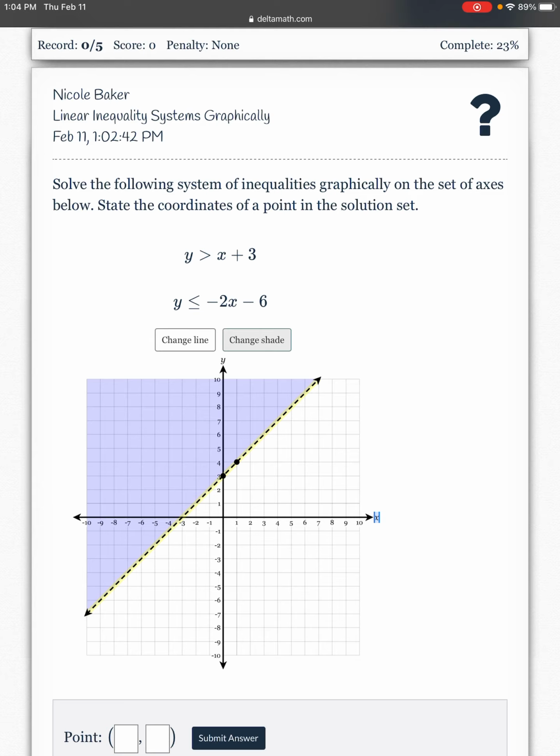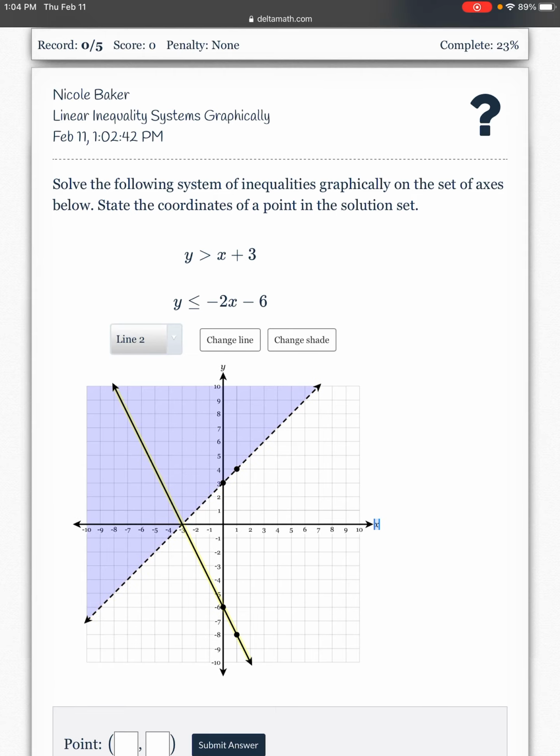Then I'm going to look at this second inequality right here. My y-intercept is at -6, and it has a slope of -2, so that means I'm going to go down 2, right 1, and there is my line. Double check, it's a negative slope, so it is going downhill. I did go down 2, right 1, so I should be good.